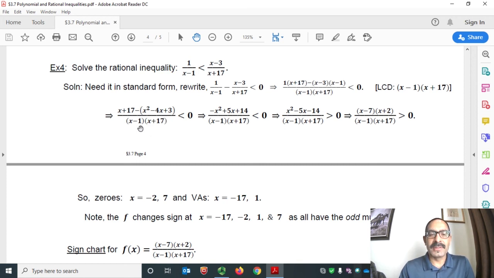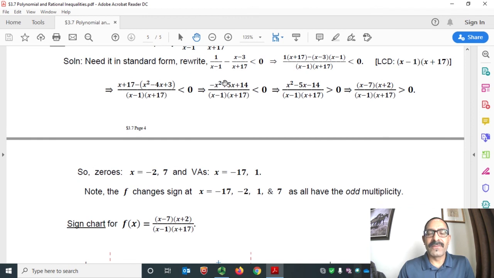The denominator we copy as it is, and in the numerator, 1 times (x plus 17) is x plus 17, then minus as it is, and next, multiply these two factors, which turns out to be x squared minus 4x plus 3. Multiply this minus inside, and add and subtract gives us minus x squared plus 5x plus 14 over the same denominator as here. Let's write this in standard form. So let's multiply by a negative sign, then the inequality flips. So we have (x squared minus 5x minus 14) over (x minus 1)(x plus 17), strictly greater than 0. Let's factor the numerator, which gives us two factors, (x minus 7)(x plus 2), all over (x minus 1)(x plus 17), strictly greater than 0.